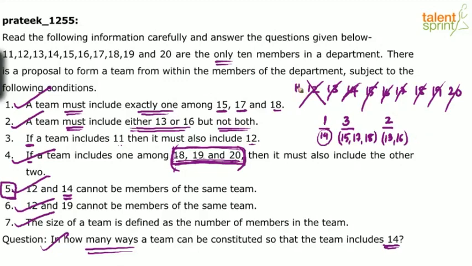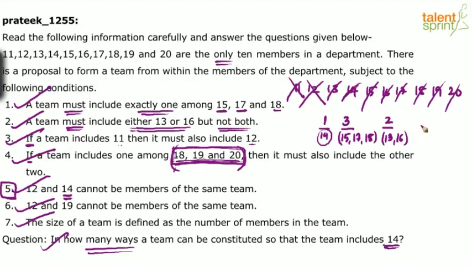But can we choose 11 now? Is it possible to choose 11? No. Because if we choose 11, 12 should also come. But 12 is not allowed to come because 14 is already sitting here. Right? It's like 12 and 14 are enemies, right? They cannot be in the same group. So 12 cannot come because 14 has to come. And because 12 cannot come, 11 also cannot come according to condition 3. Because condition 3 says if 11 comes, then 12 should also come.